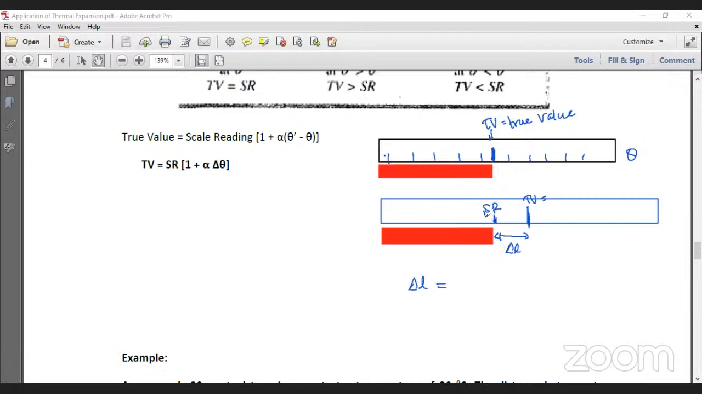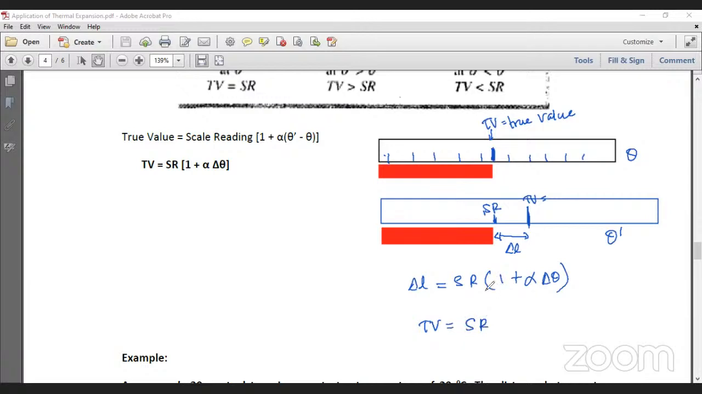දැන් මෙතනනේ අපි read කරන්නේ මේක හදපු temperature එක නෙමෙයිනේ. dash let's say. So it is a scale reading එක. දැන් scale එක පෙන්නන reading එක. So 1 plus alpha delta theta. It should be there. So this delta L equals to EV minus S star. So then the true value you can write then is S star.